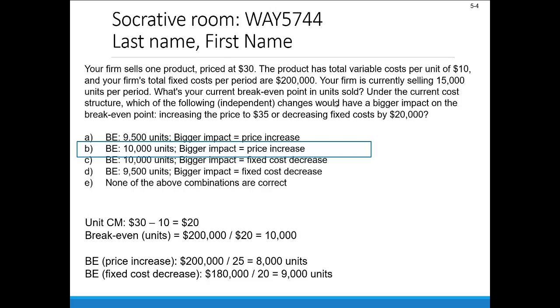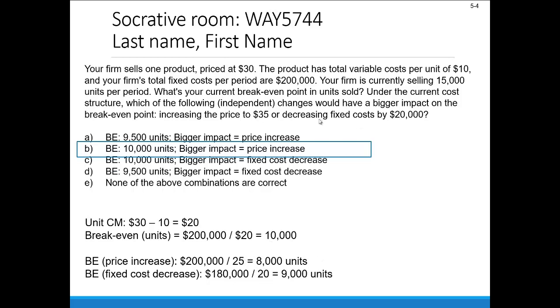Now, if I increase the price of this product to $35 with nothing else changed, my new break-even point would be the fixed cost of $200,000 divided by the new unit contribution margin of $25. Okay, that new $5 price increases the unit CM by $5 as well. So the break-even point under that change would be 8,000 units.